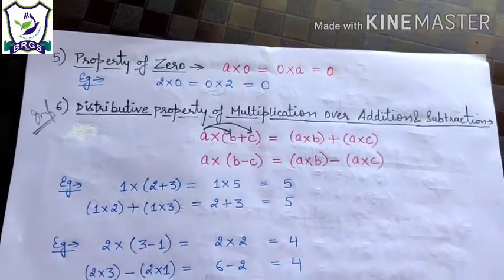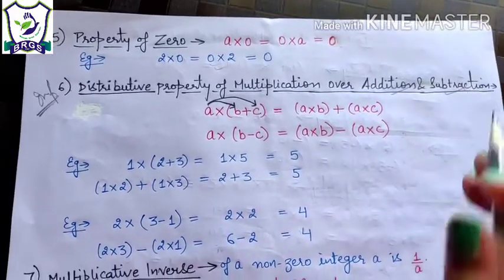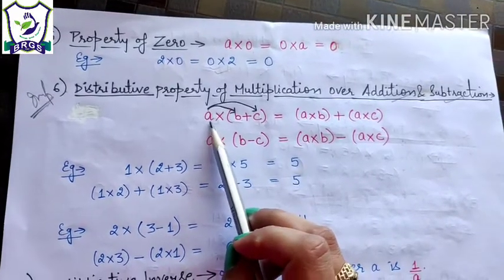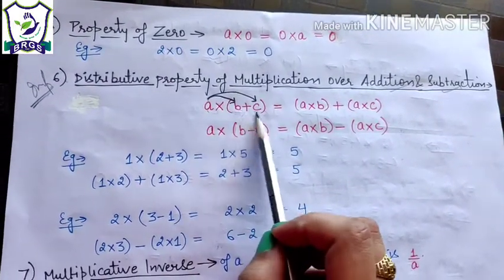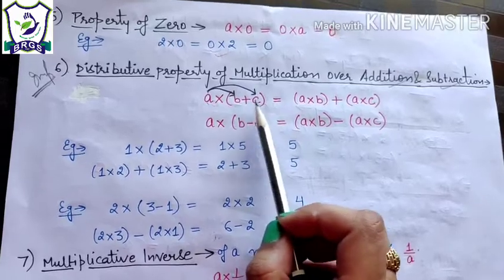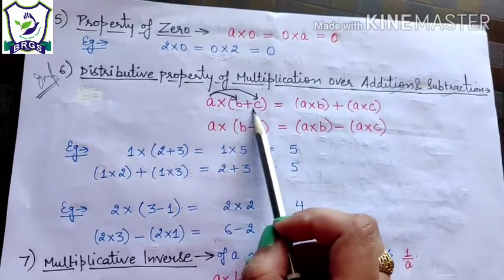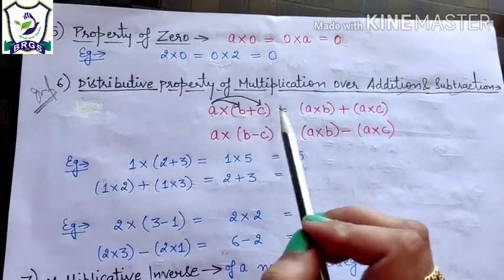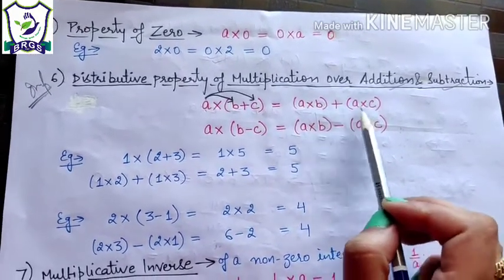Distributive property of multiplication over addition and subtraction. This is the property. Suppose this is an expression, a multiplied by, in the bracket, the sum of b and c. A into (b plus c). So this can also be written as A into B plus A into C.